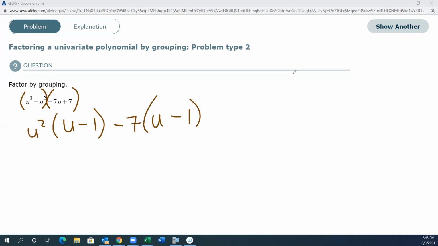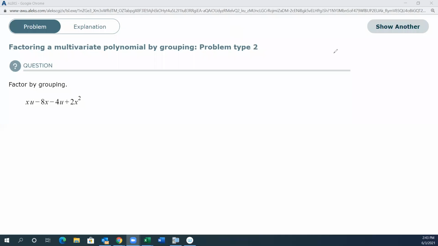Okay. So now I can factor out a u minus 1, and I'm left with u squared minus 7. And that's all there is to it. Alrighty, on this one, same thing. Now there's an extra variable, who cares? So I'll group them up. There's that minus sign in the middle, so I gotta handle that. Okay, so in the first binomial, I can pull out an x, and I'm left with u minus 8.